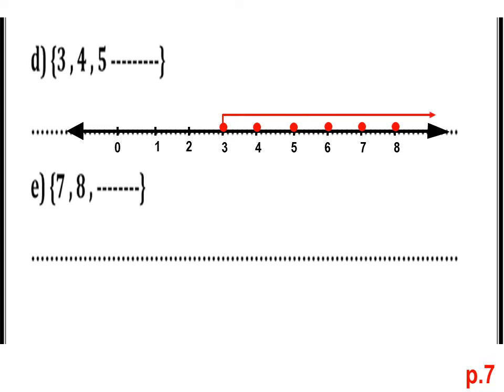So we have to draw this straight line, this ray, which means here we are going to take 3, 4, 5, 6, 7, 8 and so on. And we will draw this straight line, this ray, using the ruler. And now in letter E, 7, 8 and so on.